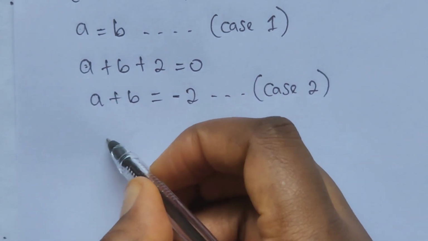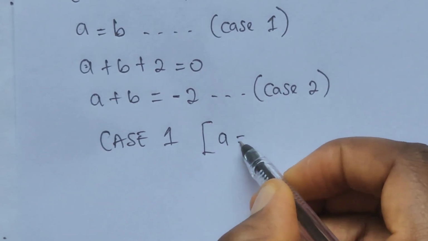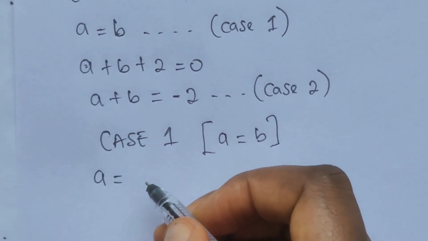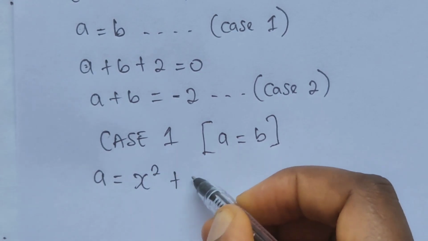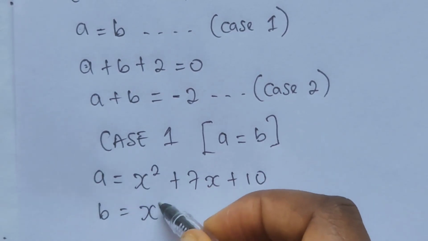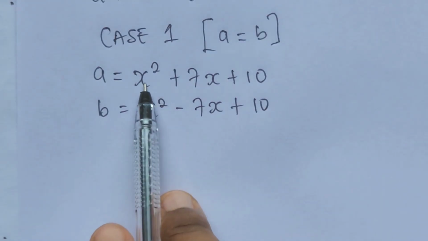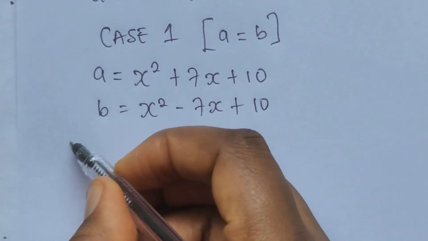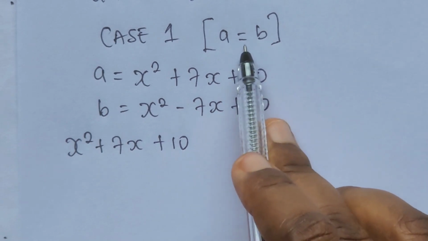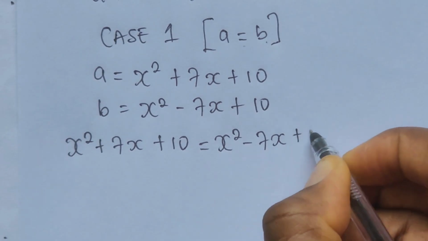Now for case 1, we have that a is equal to b. But let's recall that our a is equal to x squared plus 7x plus 10, and our b is equal to x squared minus 7x plus 10. So imputing a on the left and b on the right, we have x squared plus 7x plus 10 to be equal to b, which is equal to x squared minus 7x plus 10.